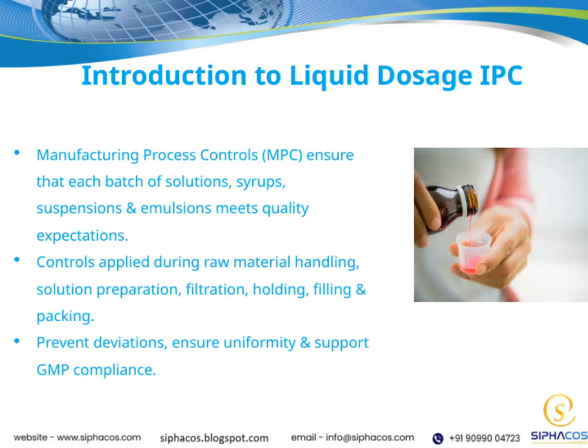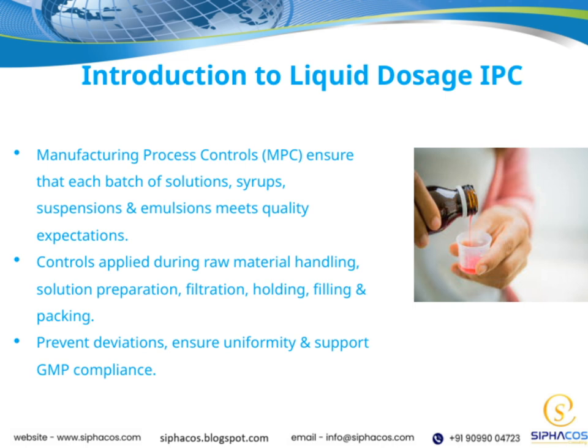Manufacturing process controls, or MPC, play a critical role in ensuring that every batch of solutions, syrups, suspensions, and emulsions consistently meets quality expectations. These controls are applied throughout the entire manufacturing process, from handling raw materials to solution preparation, filtration, holding, filling, and packing. The goal is to prevent deviations at any stage, which helps maintain uniformity across batches. By implementing these controls effectively, we not only support compliance with good manufacturing practices, or GMP, but also enhance the reliability and safety of our products.